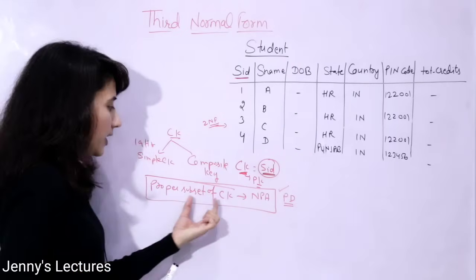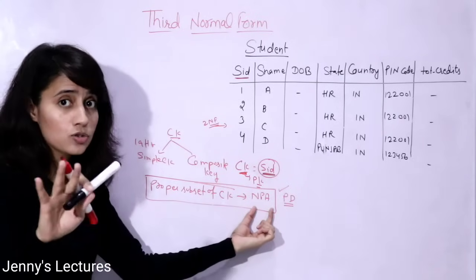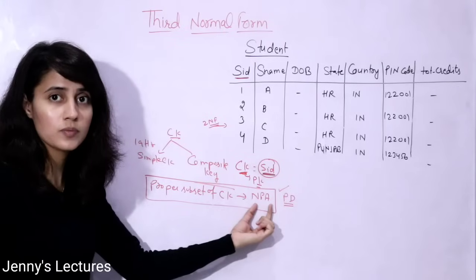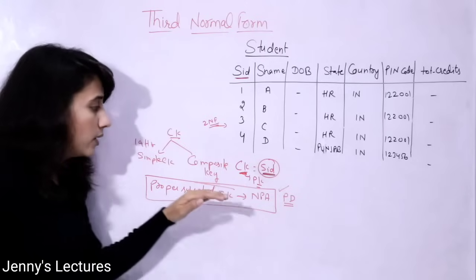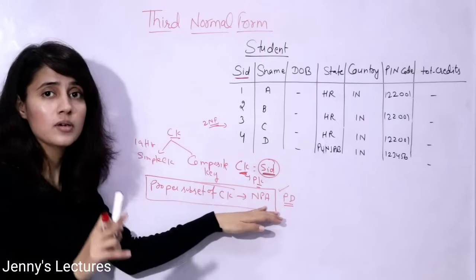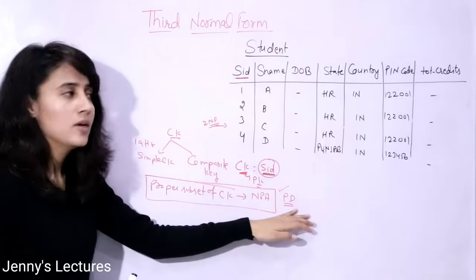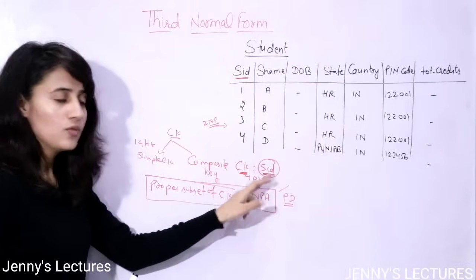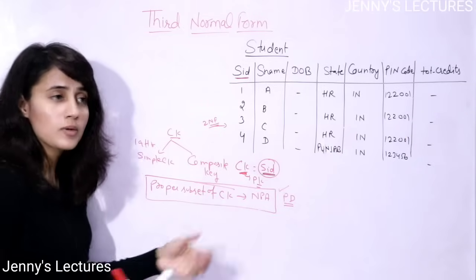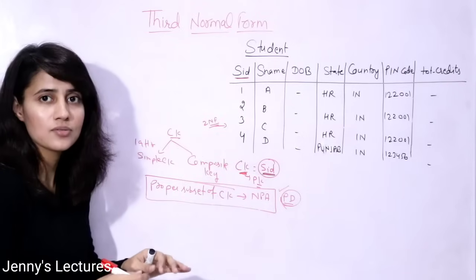This is the case: a proper subset of a candidate key on the left side and a non-prime attribute on the right side. It's not that a proper subset of a candidate key determining a prime attribute is also partial dependency. No, the left side should be a proper subset of a candidate key and the right side must be a non-prime attribute, then only it is known as partial dependency. Now if only one attribute is there, then no proper subset of this candidate key is possible, so we will never get this kind of partial dependency. So this is in second NF.